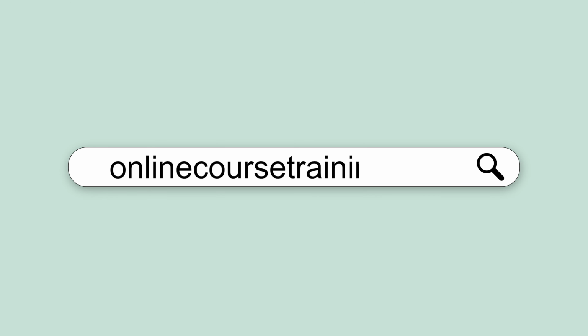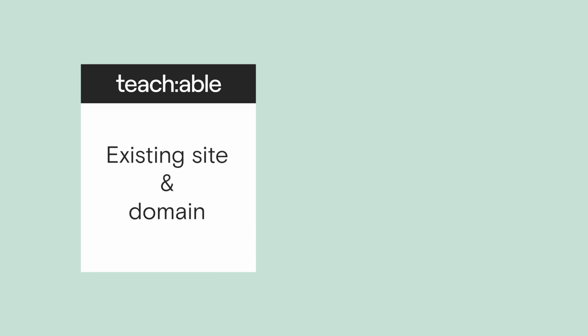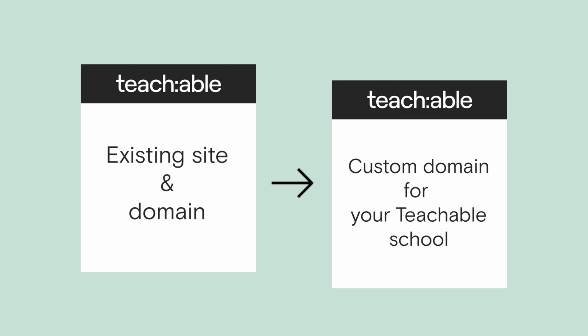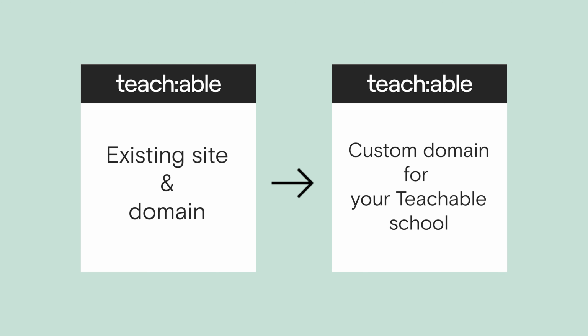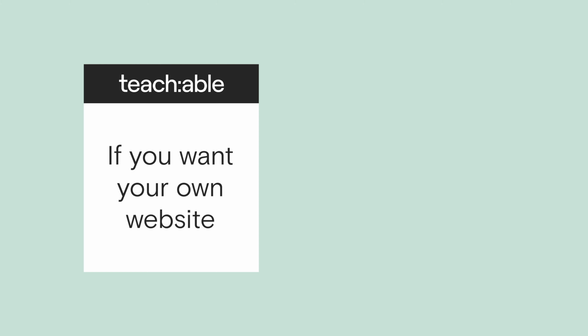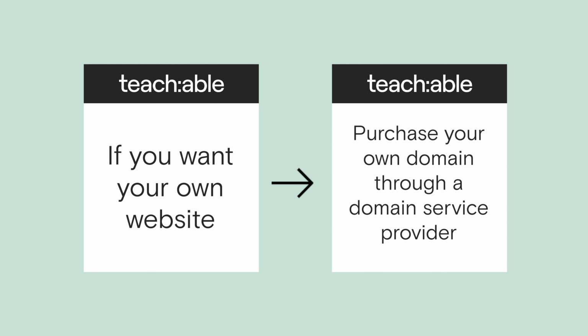A custom domain is a web address with a domain that you own, like onlinecoursetraining.com. If you already have an existing website and domain, you can set up a custom domain for your Teachable school, such as courses.mywebsite.com. For more information on how to set up a custom subdomain, check out the instructions in the article below the video. If you're looking to have your own website, the first thing you'll want to do is purchase your domain. This can be done through any service provider.